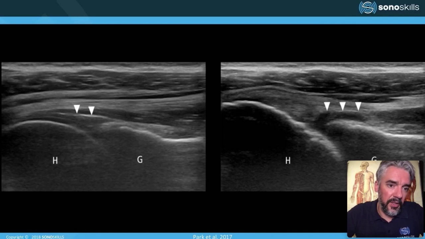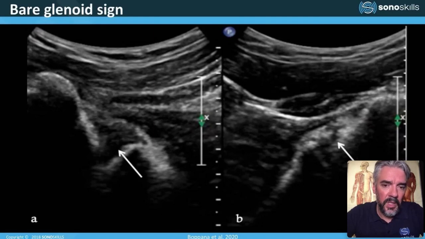Yes, this is the labrum, and here we can see a detachment of, I think it's a detachment of the labrum, and some fluid underneath. This is the bare glenoid sign. The left image is symptomatic, the right image is asymptomatic. Look at the arrows, the white arrows. Image is not really perfect. I sent you 2 articles about that earlier. You will also get this per email.